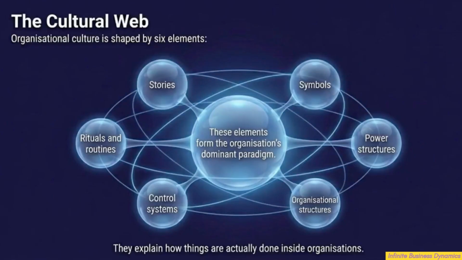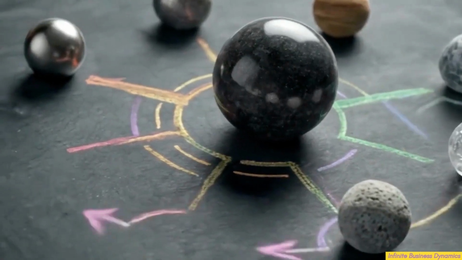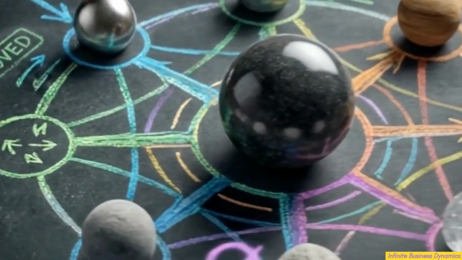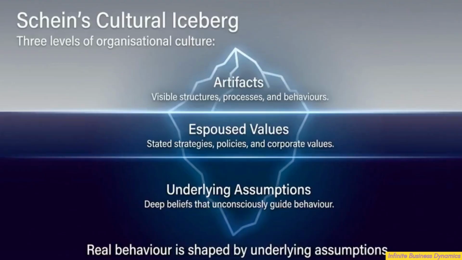The cultural web maps the internal mechanics of a company through orbital nodes like organizational stories, daily rituals, and formal control systems. These disparate elements connect to form the central dominant paradigm, the unspoken consensus on how things are actually done. While Hofstede's dimensions map the broader country, the cultural web dictates how work actually gets approved and executed inside a specific corporate building. To understand the deepest layers of organizational behavior, we use Edgar Schein's iceberg model, shown here.